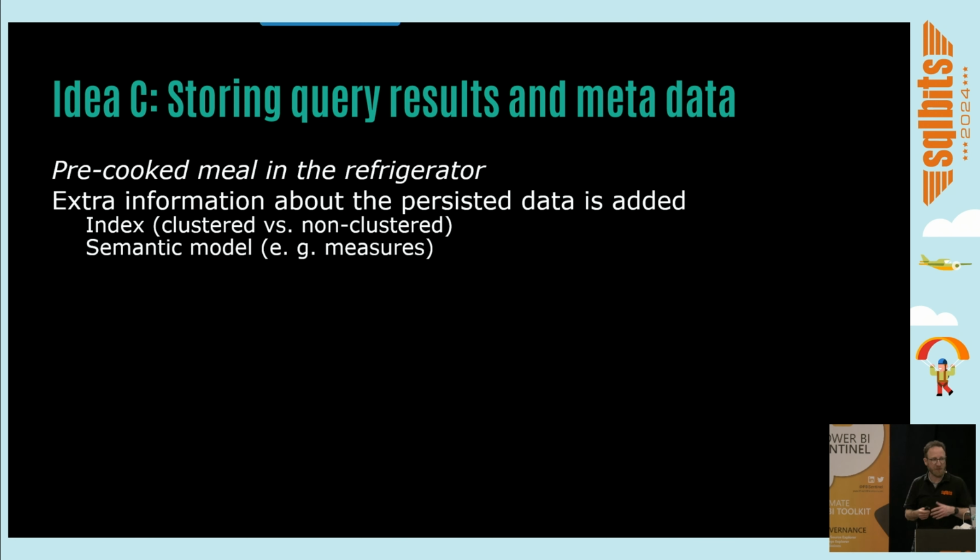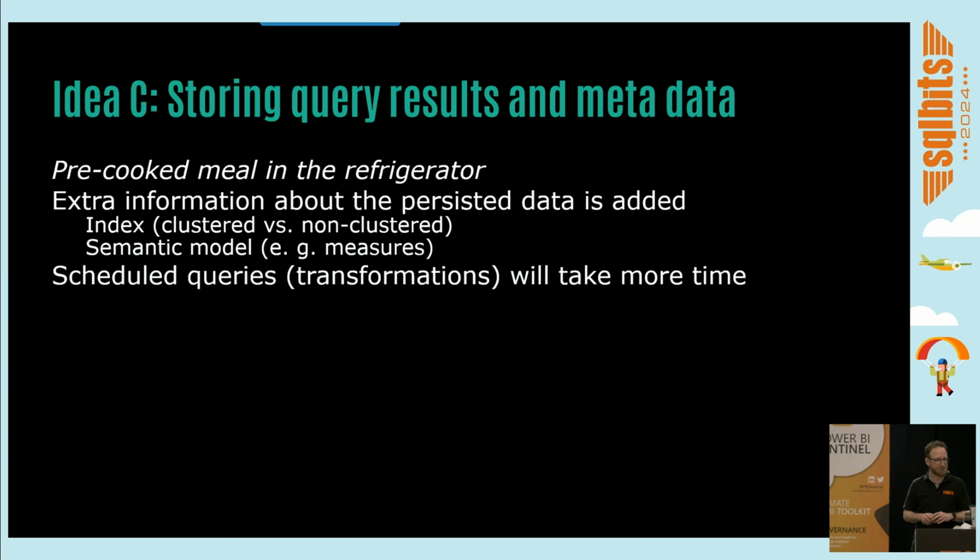In the case of a semantic model, think of measures or other things, relationships. Some of them use space, like the relationships take up some space in your semantic model. The measures don't, except for the DAX statement. And of course, the queries, like the transformations, will take more time because then we load the data into the table and also the index has to be updated and maintained. So the write operation will take a bit longer.